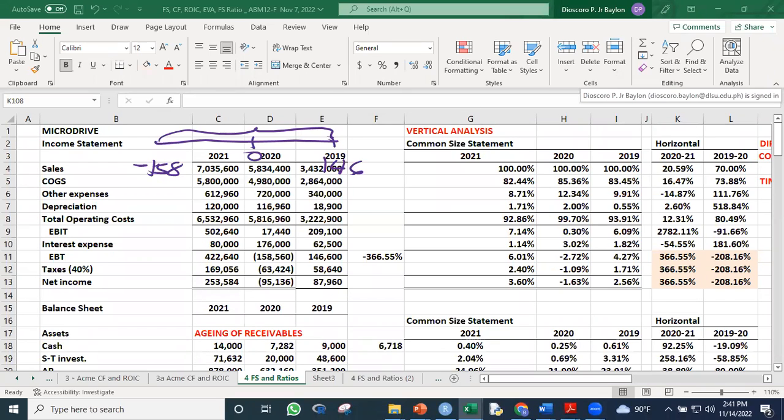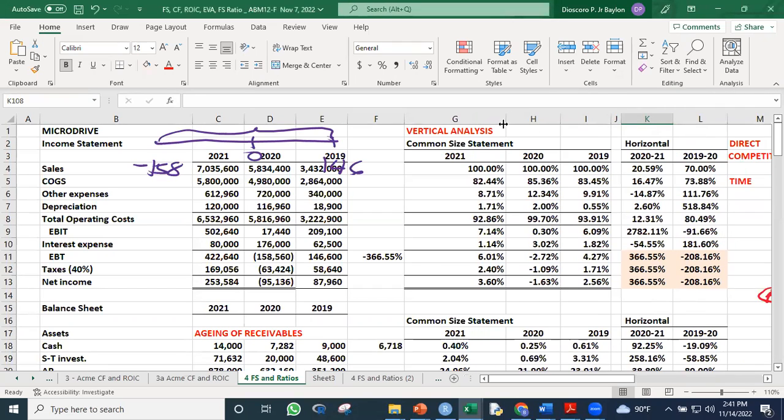Today we're going to continue our discussion on financial statements analysis. Let's have a very brief review of what we have discussed so far. We have been using the financial statements of MicroDrive, and we have learned what the financial statements are, what you can find inside these financial statements, and their purposes.